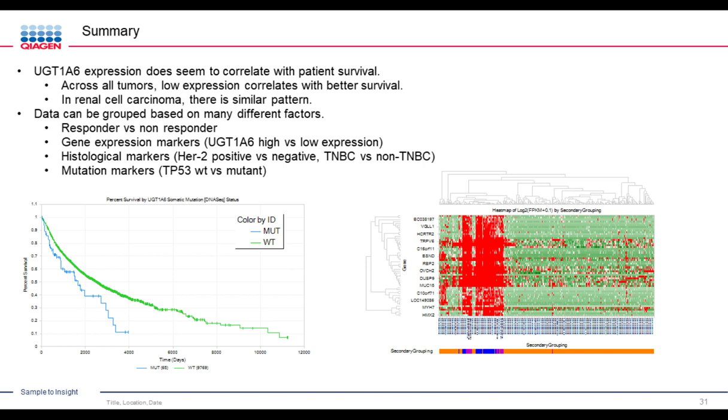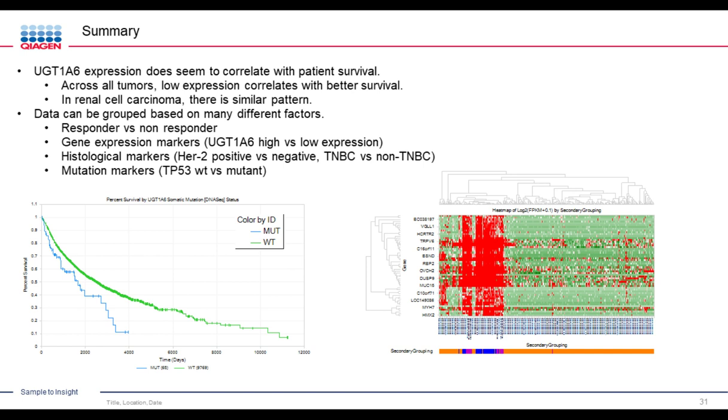So in the last two slides, to summarize what we learned is within the software, you can generate groups. So in this case, we generated groups based on expression of marker, UGT1A6. And what we learned is overall, when you have higher expression of this marker, then there is poor survival, whether you're looking across all tumors or whether you're looking across renal cell carcinoma. Now, what I want to mention over here is this is just one way of dividing data based on expression marker, but you can also divide data based on other parameters.